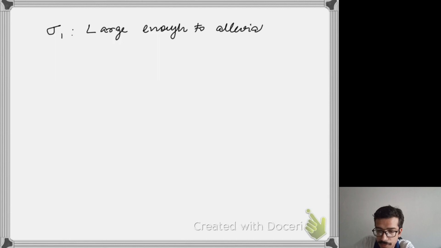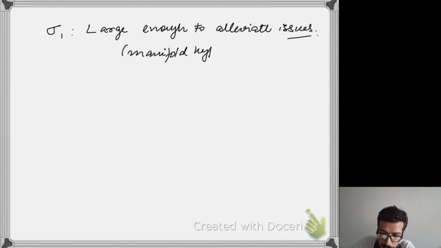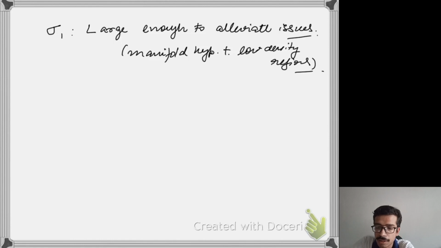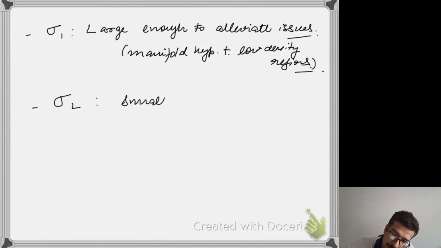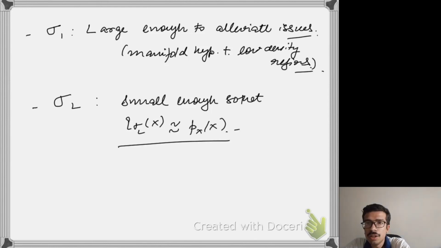Note how I choose the sigma i's. I need to choose them in such a way that sigma 1 is large enough to alleviate the problems which we have discussed so far. What are the issues? Of course, the manifold hypothesis and low density regions. If I perturb the data with a large enough sigma, then these problems are going to vanish. But sigma L should be small enough so that my data is not perturbed too much, or the distribution does not change too much. So this is how I'm going to choose my sigma i's.